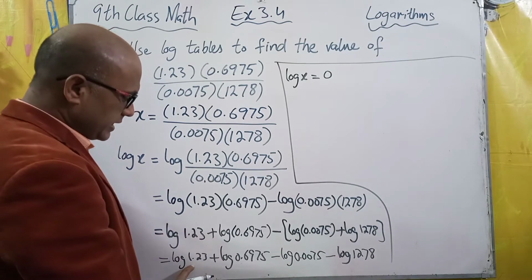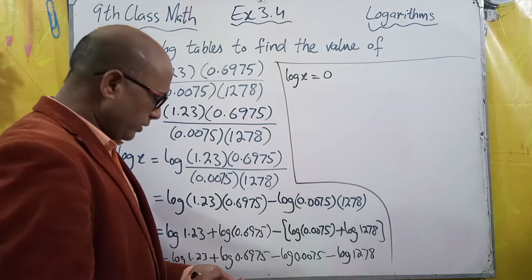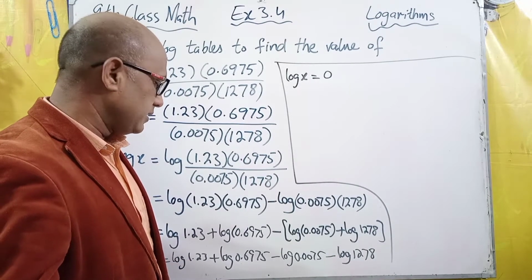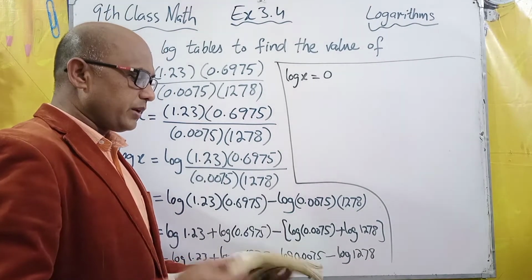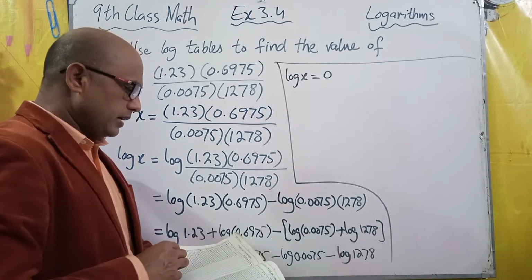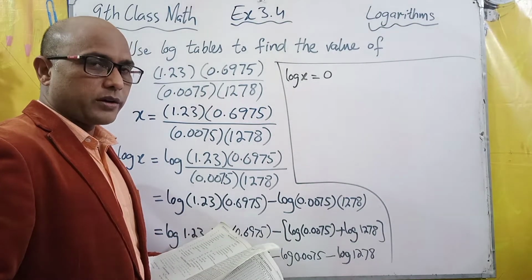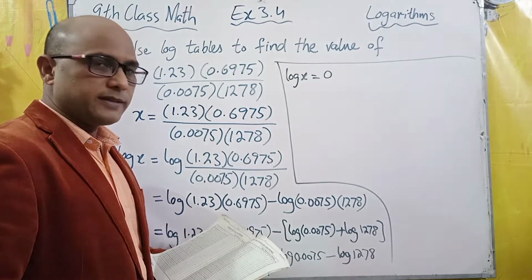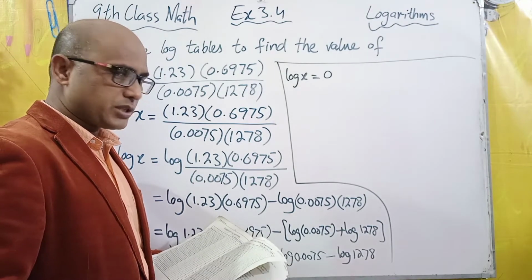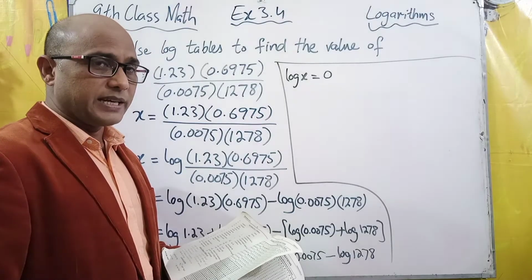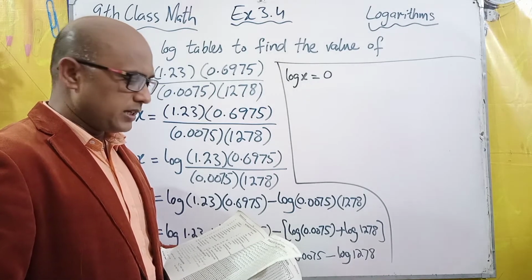So we'll check the logarithm of this number in the book. There are tables behind the book, and there are two types of tables, students. One of logarithms and the second one is the anti-logarithms table. We'll see it in the table of logarithms.